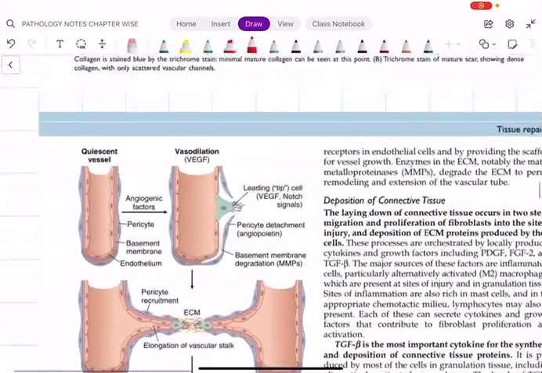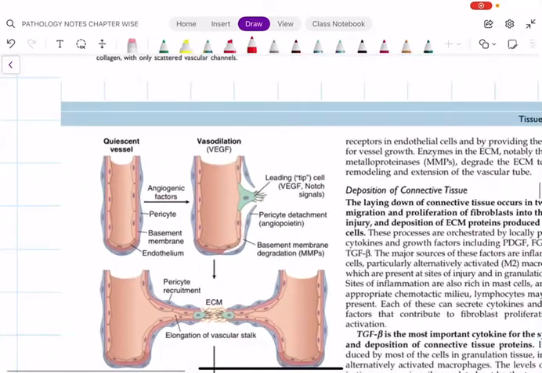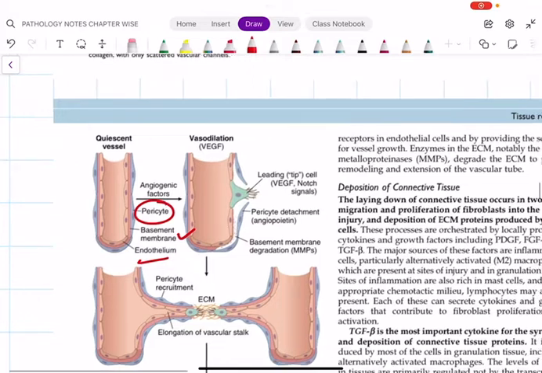Let us see this picture. You can see the basement membrane, you can see the endothelium, and you can see the pericytes. These pericytes will undergo separation, and the VEGF and all will help in new capillary blood vessel sprouting. And how does the pericyte undergo detachment? Mainly, of course, angiopoietin helps in pericyte detachment. This is another potential MCQ question. And the basement membrane is there. That also has to undergo degeneration.